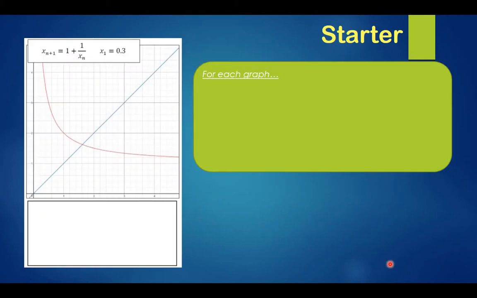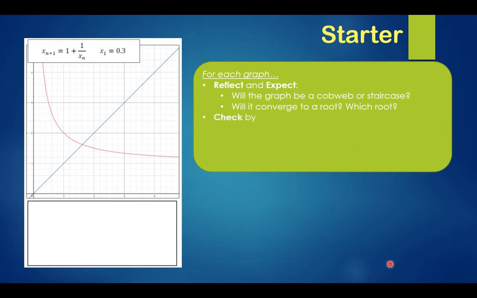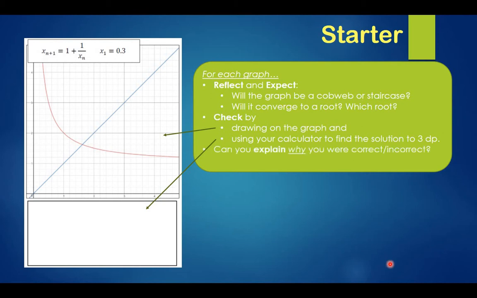For your starter, you're going to be presented with 8 different graphs, and for every graph, I want you to think about: is the graph going to be a cobweb or staircase diagram? Is it going to converge to a root? If there's more than one root, which root? Then you check it by drawing on the graph and calculating using the recursive menu on your calculator, or you could use the run mode and exe.